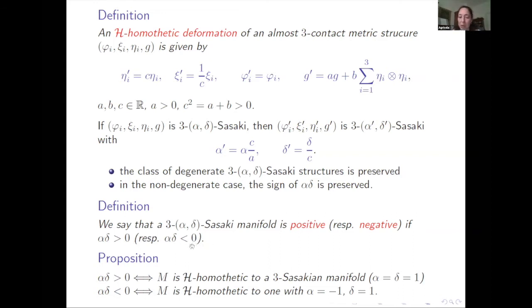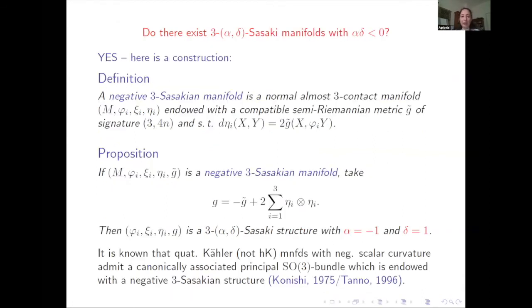And in fact, the proposition, which is easy, is that if and only if alpha times delta is positive, then your manifold is going to be homothetic to a free Sasaki manifold, meaning, as we recall, that alpha equals delta equals 1. And if alpha times delta is negative, then it's homothetic to one which doesn't have a name, but which is like the negative partner of free Sasaki, namely alpha equal to minus 1 and delta equal to 1. Now, this free Sasaki case is something we've seen before. So the obvious first question is, do free alpha delta Sasaki manifolds with alpha times delta negative actually exist? Right? Because they cannot be obtained by homothetic deformation from this free Sasaki case.